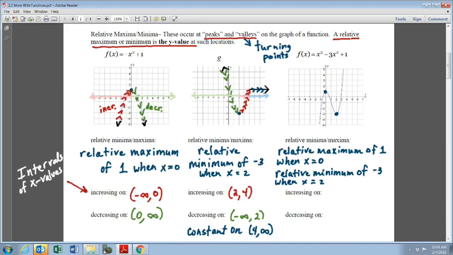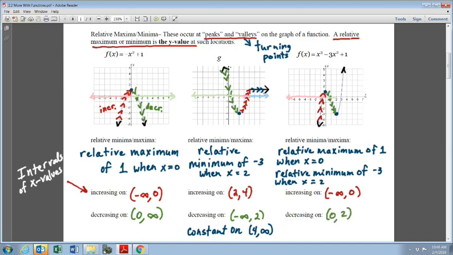Alright, so let's do this. Let me put some arrows in here. So going from left to right, you can see we start by increasing. Now this thing almost looks like it's going straight down, but it is going to the left. So from negative infinity until x gets to 0, this function's increasing. So increasing on negative infinity to 0. And then notice now we're going to be decreasing from when x equals 0 to 2.